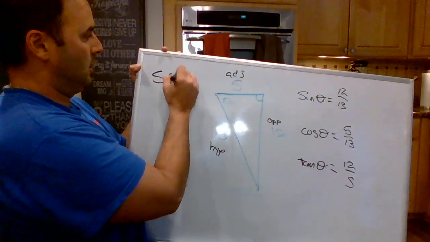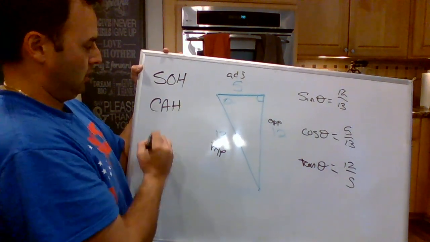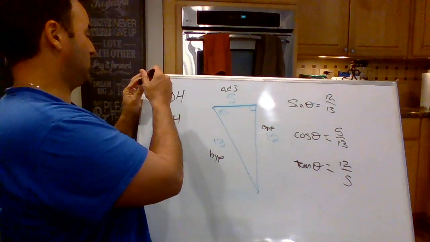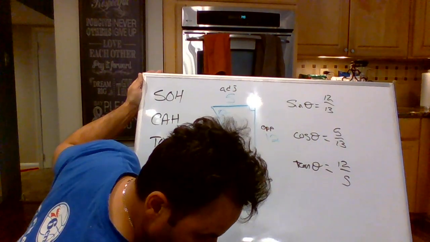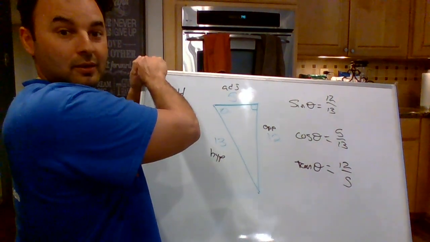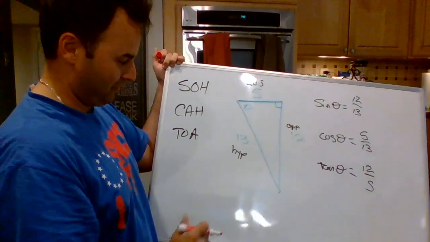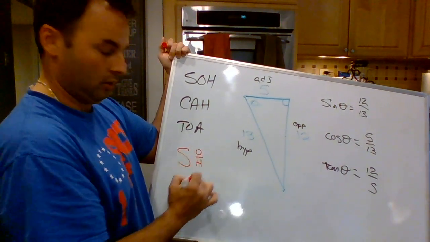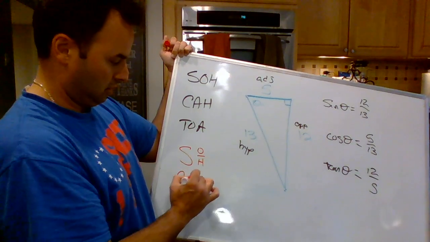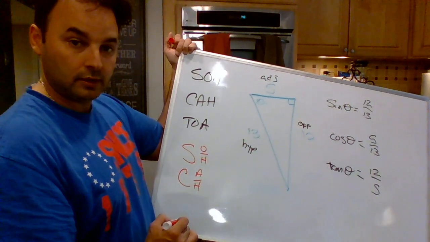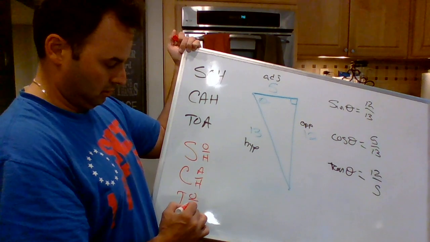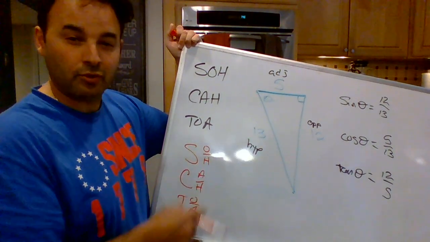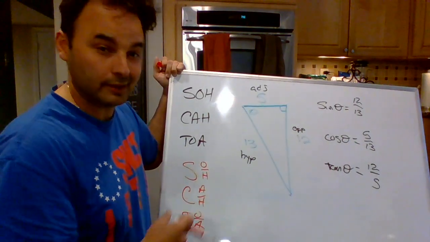Again, SOHCAHTOA. I've seen it written like this. This may or may not help you, but I've seen people go sine is opposite over the hypotenuse. Cosine is adjacent over hypotenuse. TOA. SOHCAHTOA. That looks like a cool decal you could put on your first car, right? Us cool geometry people like that.